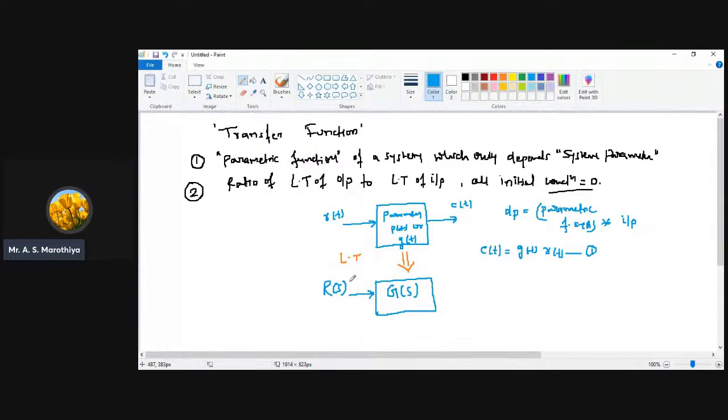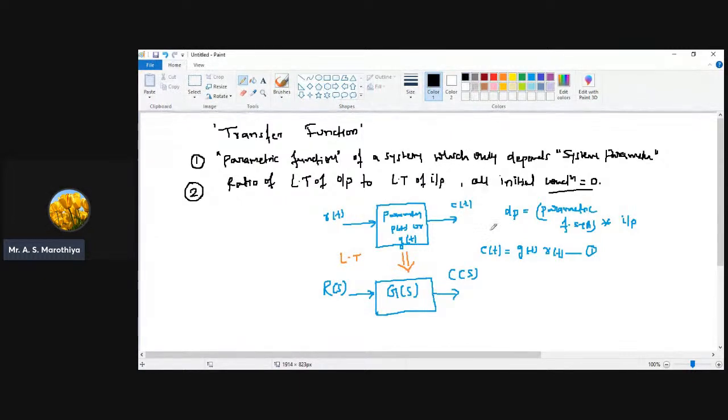So small g of t we can now represent as capital G of s. In the same way, small r of t we can represent through capital R of s, and somewhere over here we need to have capital C of S, where capital C of S indicates the response generated by the system in frequency domain.